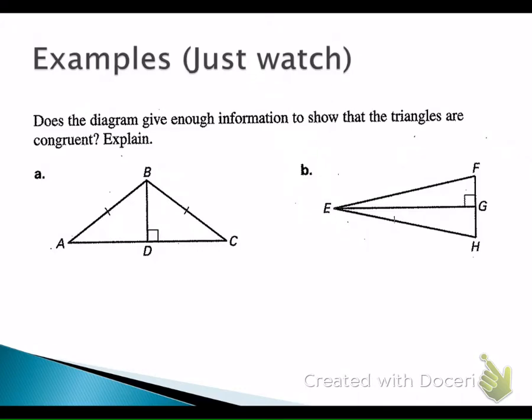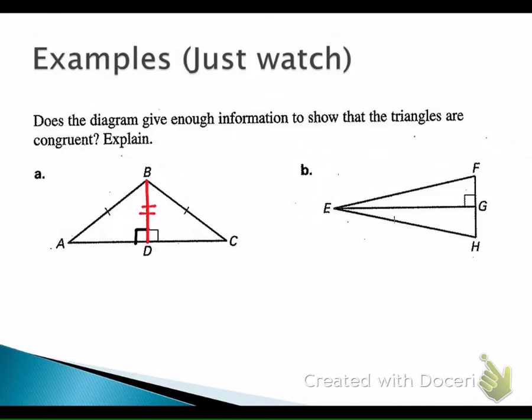So, in part A, do you see how I have a right angle? If you have one right angle, and they're formed by two intersecting lines, you actually have two right angles. If the line's extended, you'd actually have four right angles. So, we do have two right triangles. This segment is in both of the right triangles. Do you all see that?